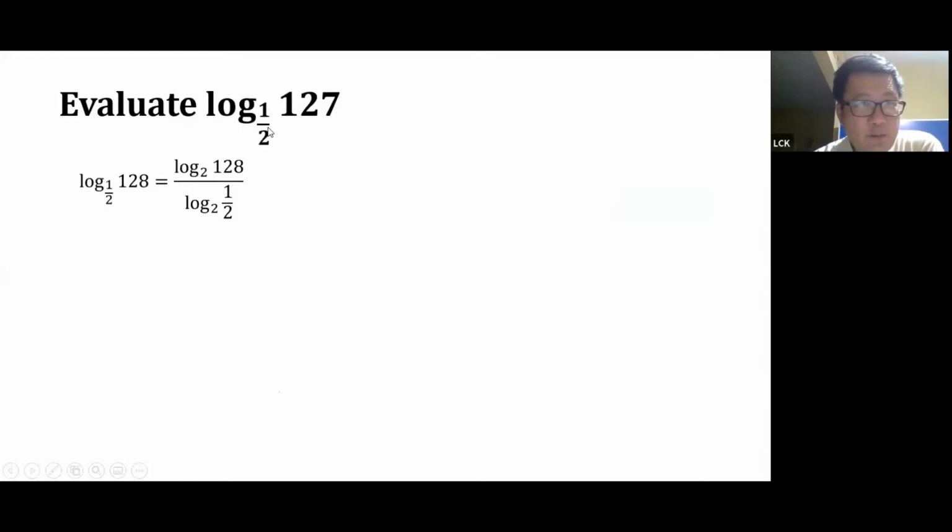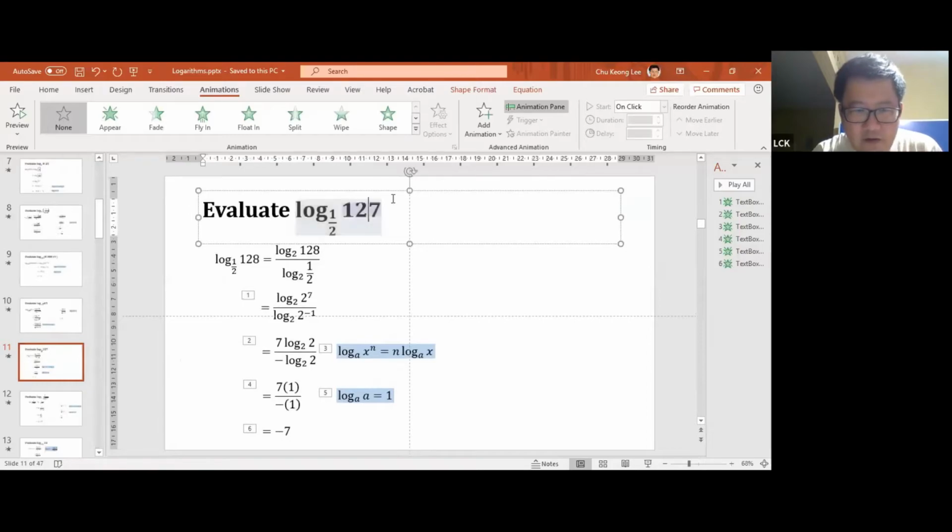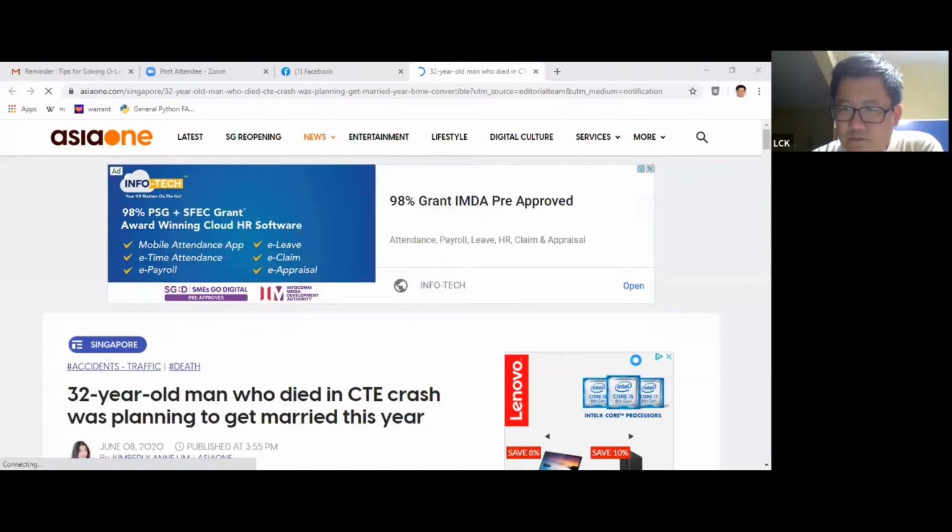All right. Another very weird base, this is half. Can we handle this? Of course. All right. And there's an error here. Embarrassing. It's 128. Okay, so let me get back to that. There's an error there, which I have just corrected.